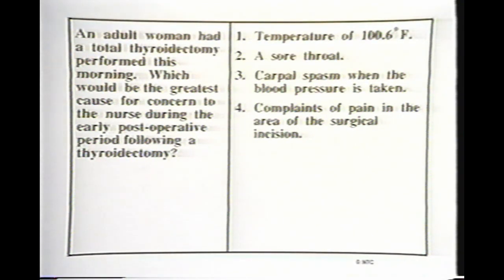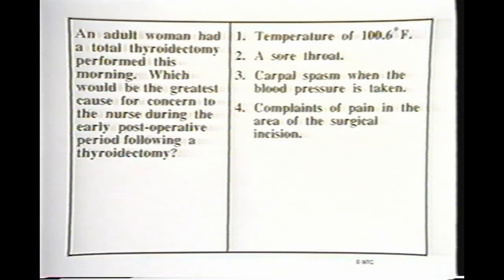Carpal spasm when the blood pressure is taken. You might want to look as I demonstrate what a carpal spasm is when the blood pressure is taken. You pump up the blood pressure cuff, and it usually takes several minutes, so it may take 2 or 3 minutes. Then the hand goes into spasm. Carpal refers to hand. This is a sign of hypocalcemia and would be a sign then that we had loss of calcium and probably inadvertent damage or removal of the parathyroid glands. And that is the answer to the question.